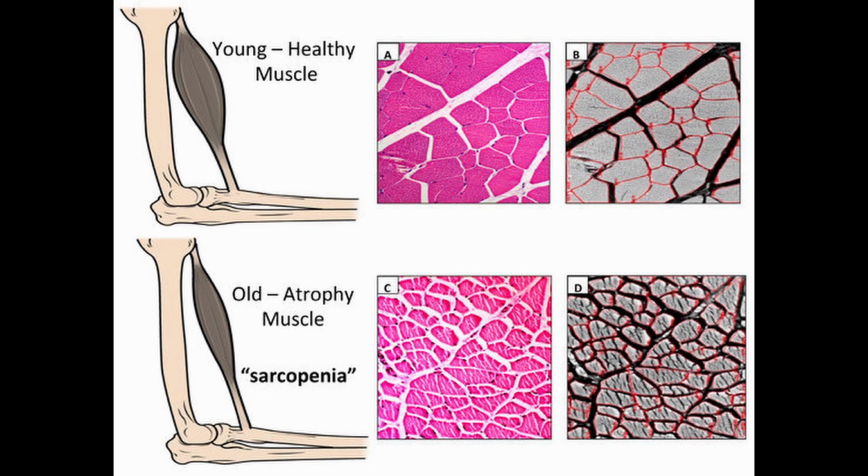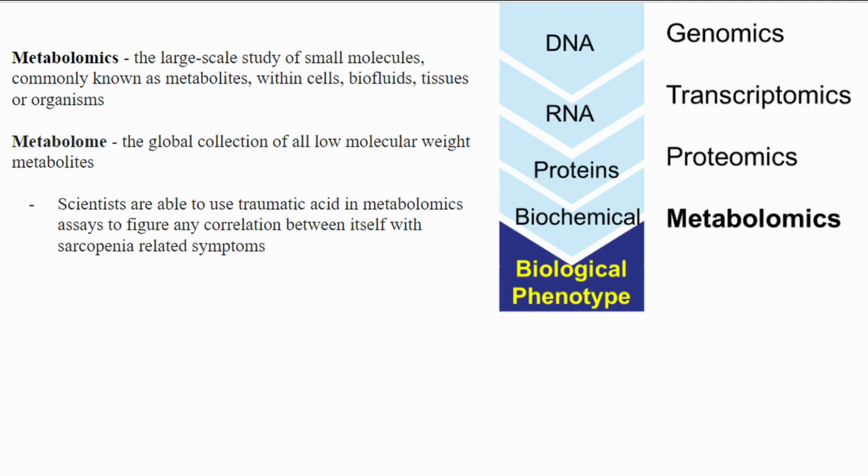Sarcopenia is the age-related involuntary loss of skeletal muscle mass and strength, and studies are currently being done to see if they can slow down the process. Well, what if I told you that traumatic acid could participate in detecting sarcopenia through the process of what we call metabolomics? Metabolomics is the large-scale study of small molecules, commonly known as metabolites.